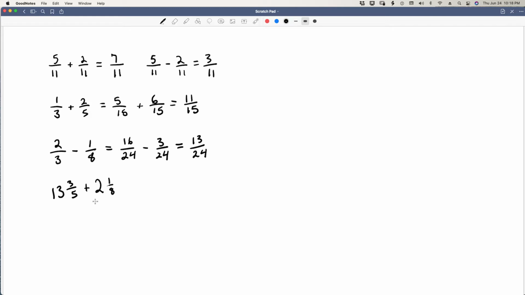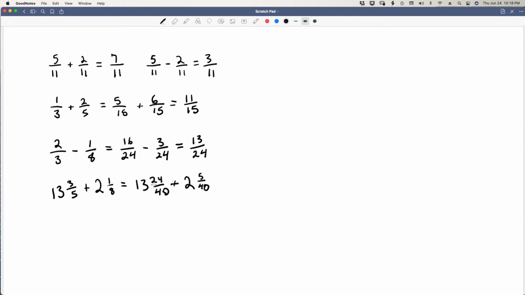Well, right off the bat, we know this is a prime number, and we know there are no 5s factored in 8, so we're going to have to multiply. So we end up with 13 and 24/40 plus, if I can get my pen to work here, 2 and 5/40.